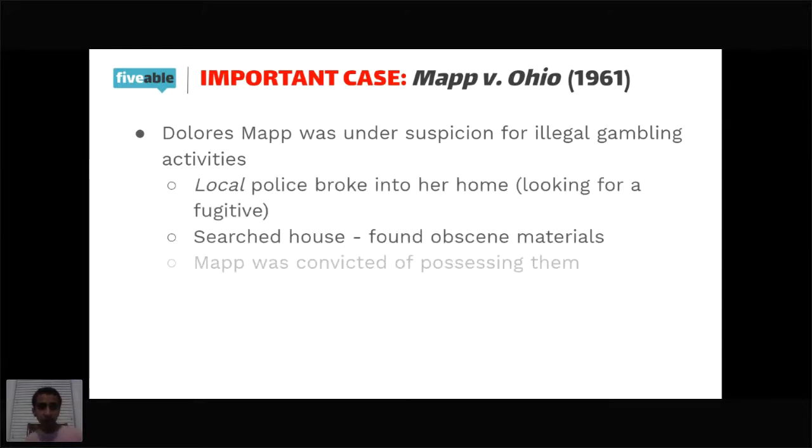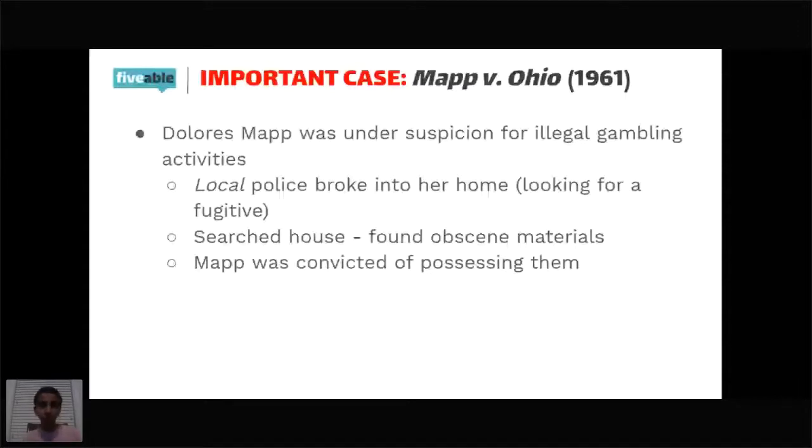Dolores Mapp was under suspicion for illegal gambling activities. And what happened was the local police broke into her home and they were looking for a fugitive. So they believed someone was hiding there. They searched the house and they found obscene materials. So stuff that she should not be possessing. That was obscene, so you can kind of infer what that was. Mapp was convicted of possessing that. So she wasn't necessarily convicted of anything that the police knew before. She was convicted based on what happened after the police entered her home.